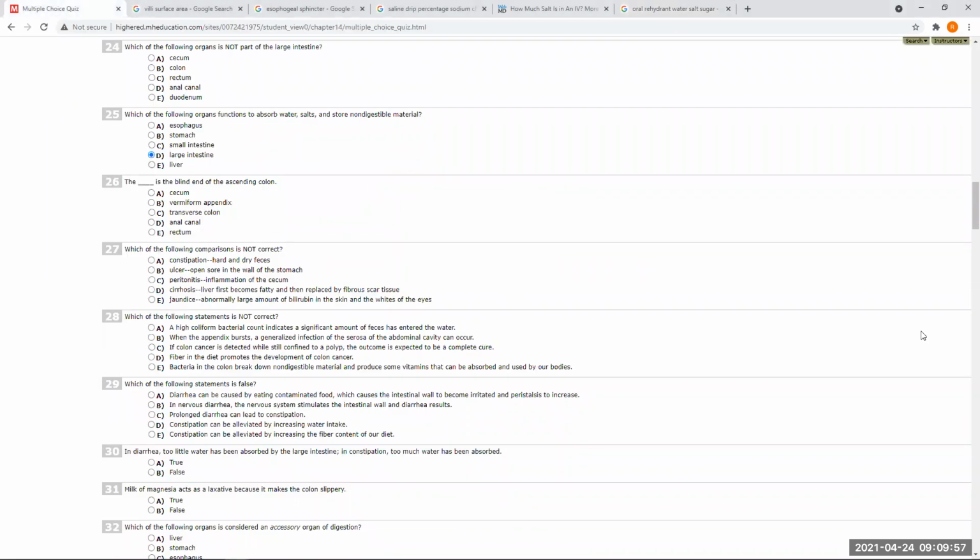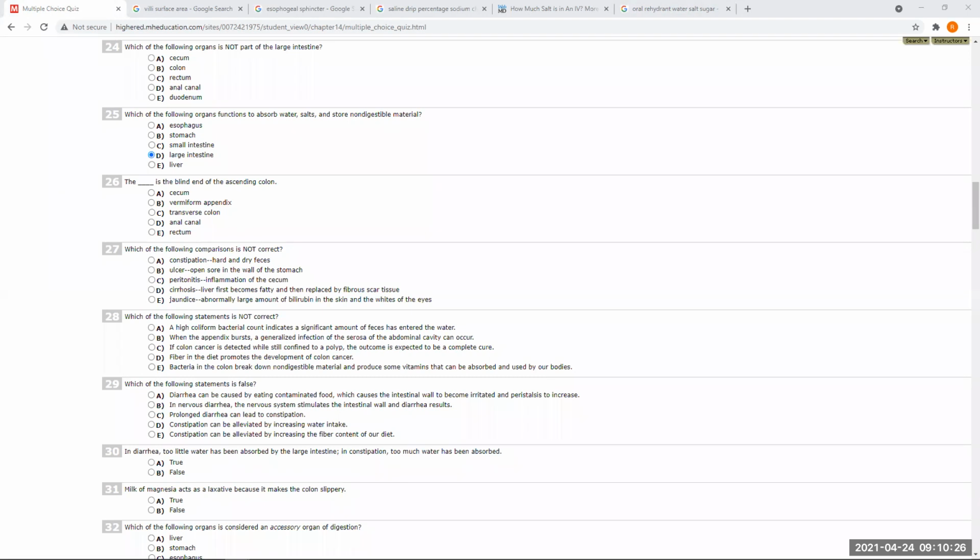Before we move forward, I just want to ask a question. Since the large intestine is responsible for absorbing water so that stool comes out solid, what causes the large intestine to not function that way, so that diarrhea occurs? Very good question. Infection.